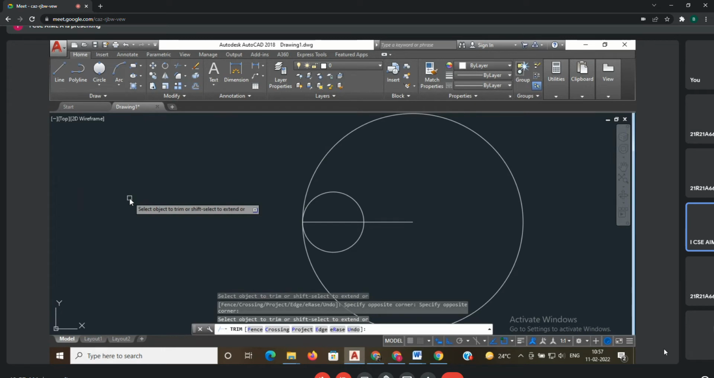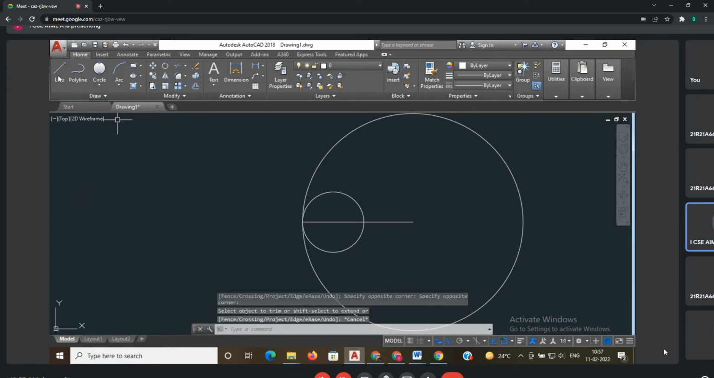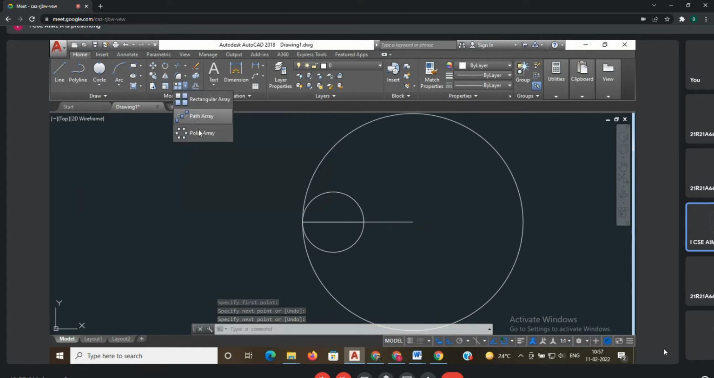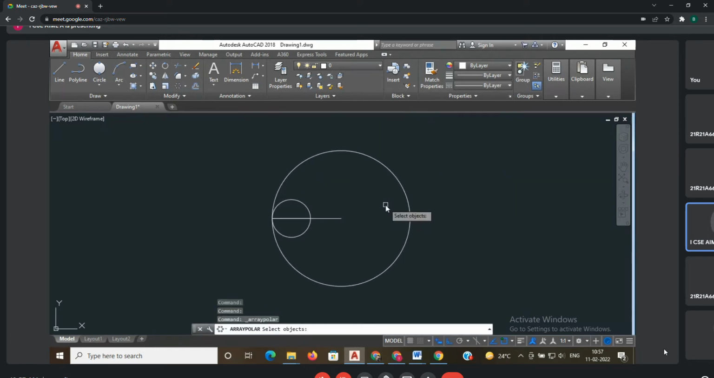Okay, then draw one more line on this lower circle. Okay. Then go for polar array. You have to divide the circle into 8 divisions. Polar array. That's why observe here clearly. We drew the circle inside the directing circle.